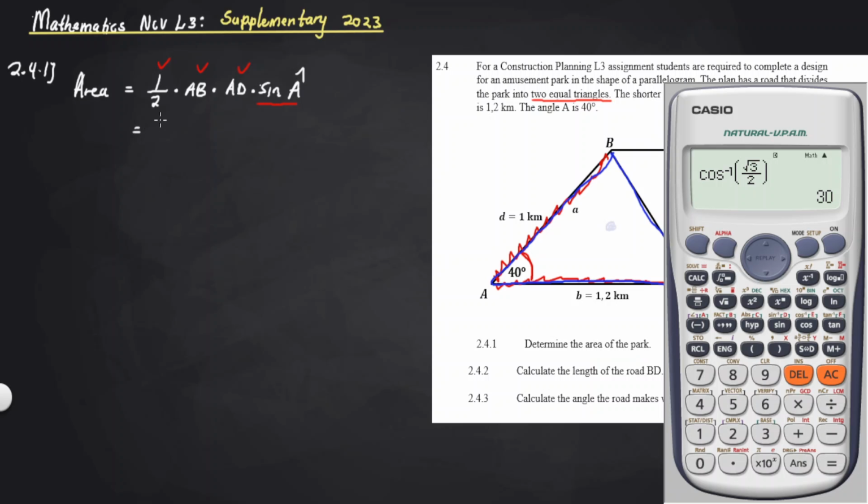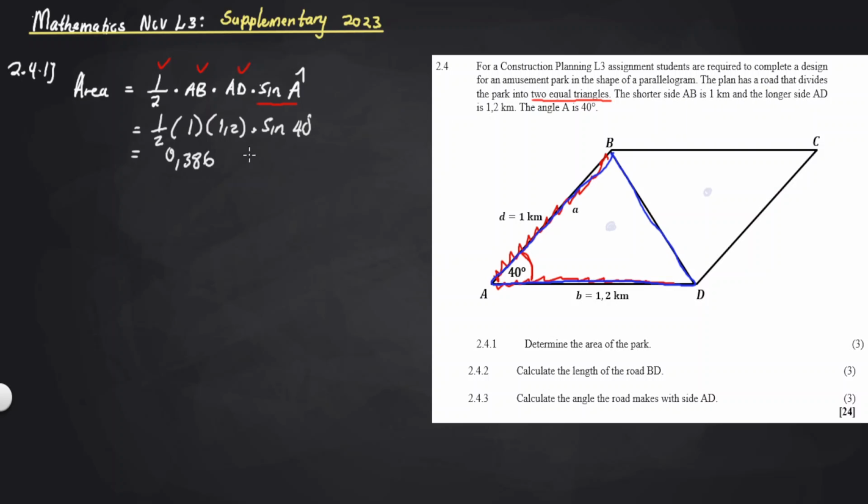Then it's 1 over 2. What is AB? That's 1. What is AD? That's 1.2, multiplied by the sine of the angle between, that's 40 degrees. So this is going to be 0.5 times 1 times 1.2 times sine 40 degrees. The answer, to 3 decimal places, is 0.386. Let me double check. Yes, 0.386 kilometers squared.